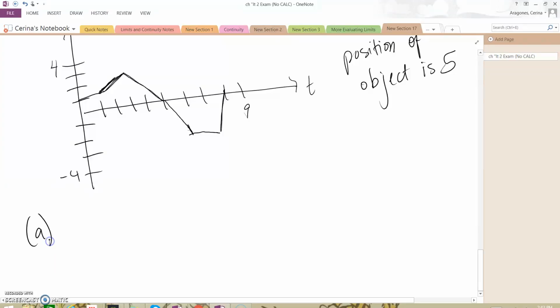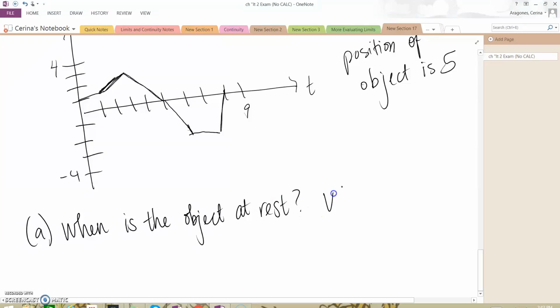The first one was, when is the object at rest? So clearly the object is at rest when v of t, your velocity, is 0 because you're not moving, there's no rate of change. So your velocity is 0 at 2 points, here at 5 and here at 8. So this one was pretty simple.